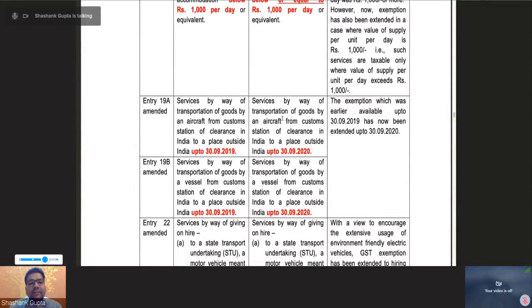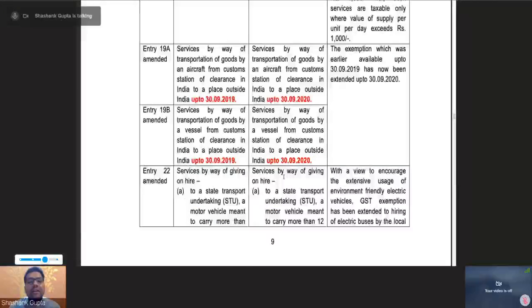These two services, that is transportation of goods by an aircraft from customs station of clearance in India to a place outside India, and transportation of goods by a vessel from customs station of clearance to a place outside India, they were earlier exempted to 30th of September 19. They have now been exempted till 30th of September 2020. So basically the time limit has been extended by 1 year.